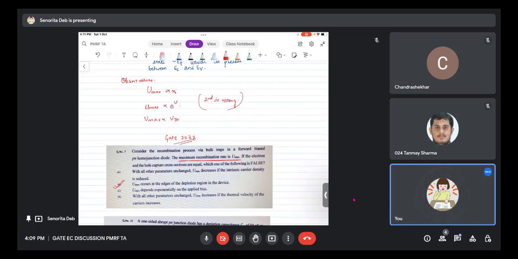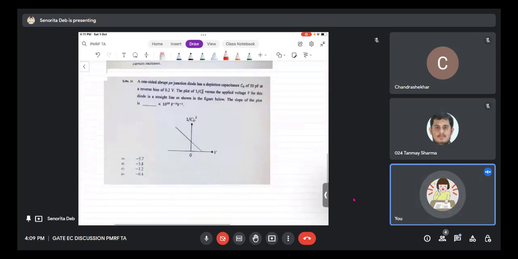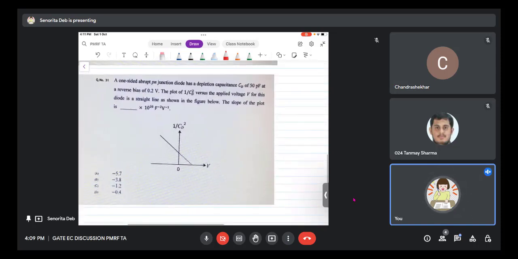Okay. Now coming to the next question, this is a more interesting question and this could have been solved. So with the one-sided PN junction diode, depletion capacitance is given, the value is given, reverse bias voltage is given as 0.2 volt, and 1 by CT square is shown, and they have asked the slope of the plot.